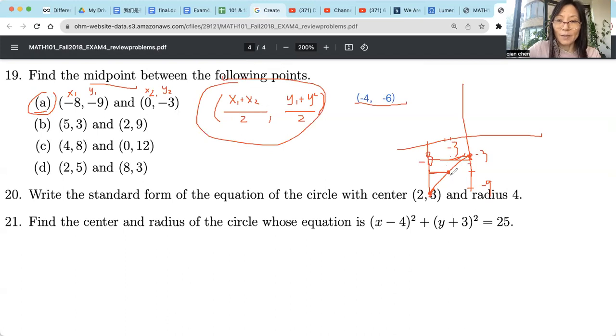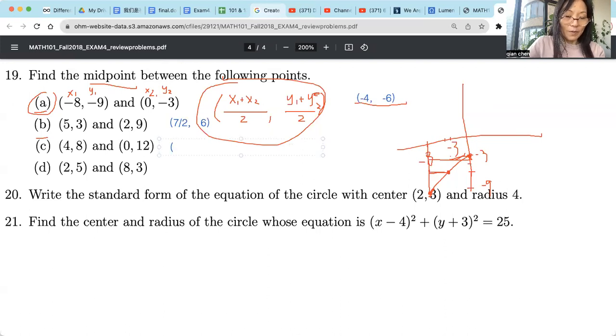But the middle point, the x value, is just x1 plus x2 divided by 2. The y value of the middle point is y1 plus y2 divided by 2. All right. So we use the same formula for B. For B, the x value of the middle point is 5 plus 2, which is 7, so 7 over 2. And then 3 plus 9, 12. 12 divided by 2, 6. So the middle point for B is 7.5, comma 6.